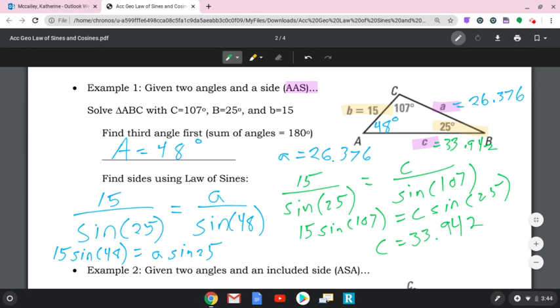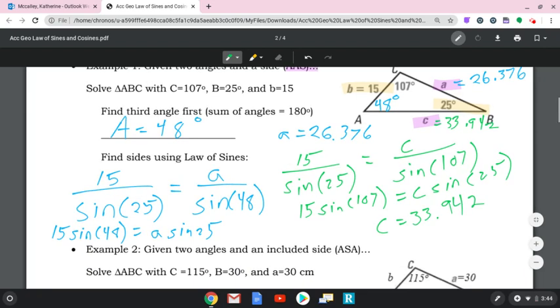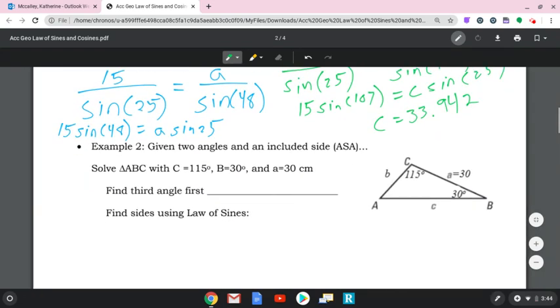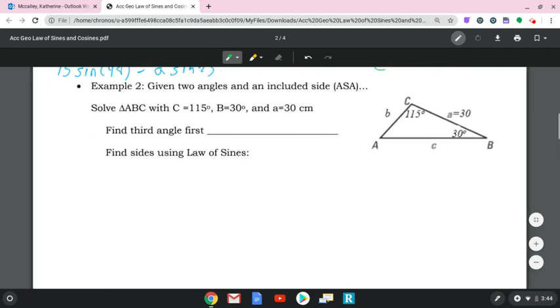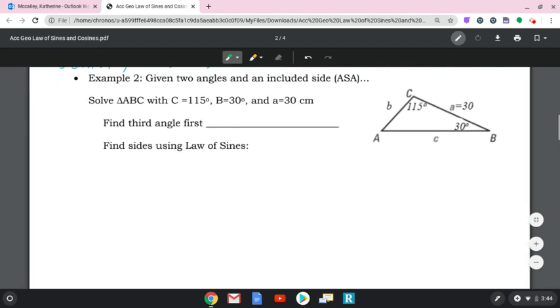All right. Okay, guys, take a look. That was when we had 2 angles and a non-included side. The side was not between the 2 angles. But we can still use law of sines when we have 2 angles and an included side. So that's what we're going to look at next in example 2. So in example 2, I have 2 angles and an included side. So let's take a look.